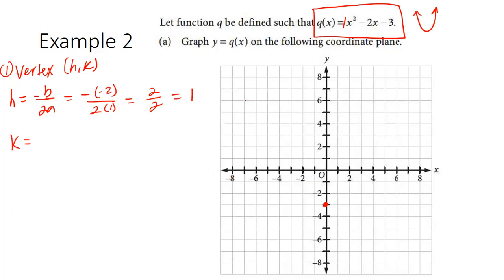Let's focus. All right, so to find the K, you take what you got from your H and you're going to plug it into the equation. So to find our K, we're going to plug into Q, we're going to plug in 1. And if I'm substituting that in, that means all my X's become a positive 1, right?